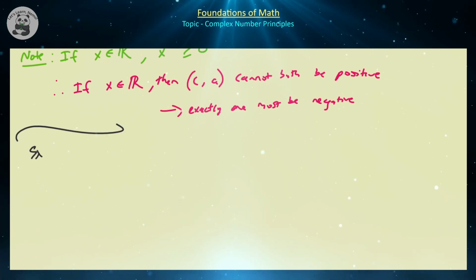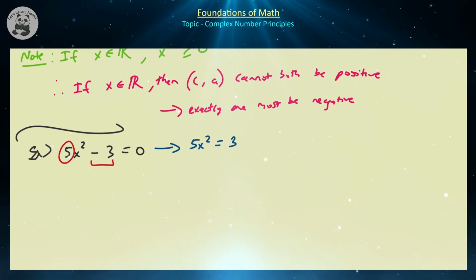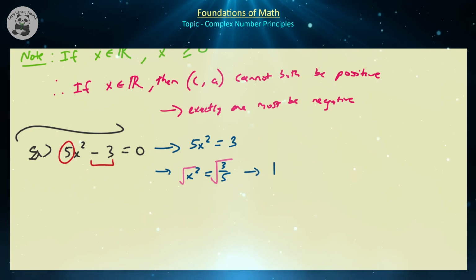So let's illustrate this with a basic example. Suppose we have 5x squared minus 3 is equal to 0. So a is 5, c is negative 3, so one is positive, one is negative. So we should have at least one solution. Once we isolate, we're going to have 5x squared is equal to 3, which means that x squared is equal to 3/5. And then we can take the square root of both sides of this relation, and we're going to have that the absolute value of x is equal to the square root of 3/5.